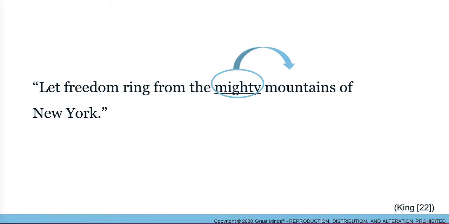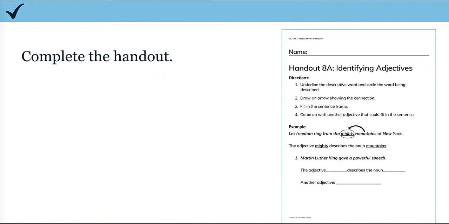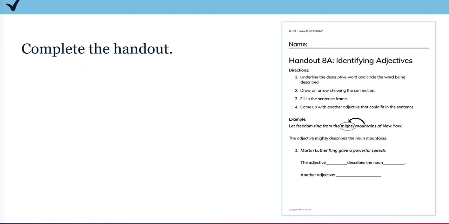Let freedom ring from the mighty mountains of New York. Mighty is describing the mountains, so that gave us more information about the mountains. They're not just little mountains, they're mighty mountains. It helps us picture really large mountains. Now we've worked with adjectives before, describing words.